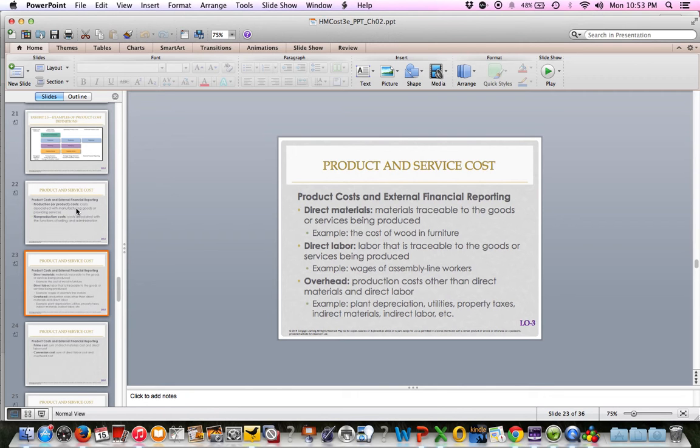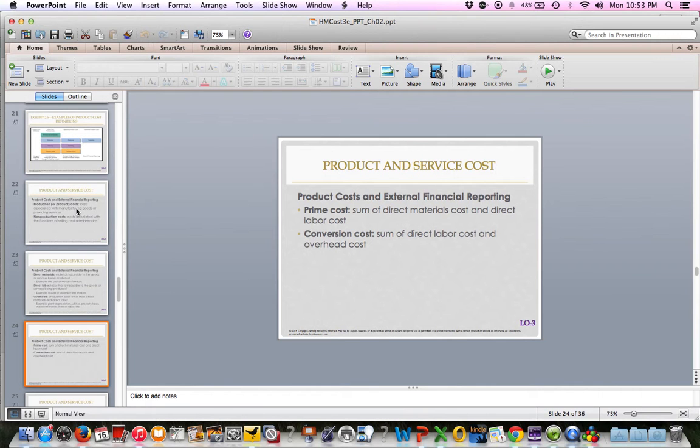Direct labor, again, is the people who are directly manufacturing the item. They're cutting the wood, staining it, assembling it. The overhead is basically everybody else: the production costs other than direct materials and direct labor. I've already given you some of these definitions before.